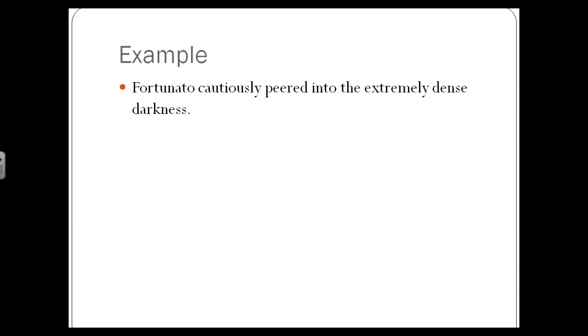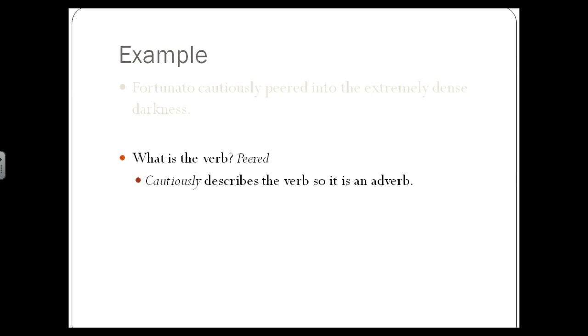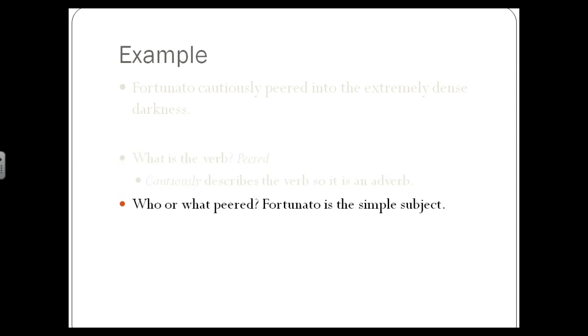Another example, Fortunato cautiously peered into the extremely dense darkness. Alright, same steps. The verb is peered. Anything describing the verb peered? Well, how did they peer? Well, they cautiously peered. So cautiously, ly again, describes the verb peered, so that's going to be an adverb. What else? Who or what peered? Fortunato is a simple subject. There's no words describing Fortunato, so there's no adjectives for that at least.